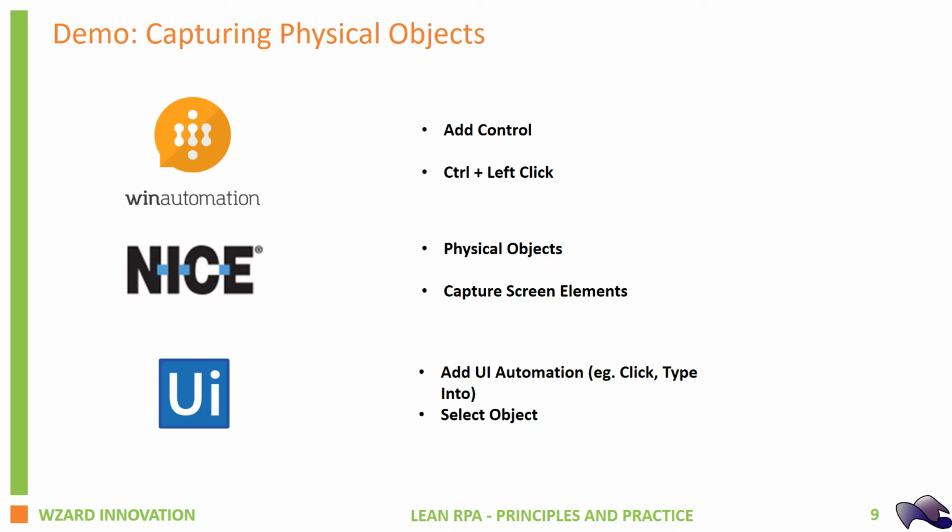And then third of all, we're going to look at UiPath. UiPath, as NICE, works both as a desktop and unattended. And UiPath perhaps provides a more integrated approach, a middle ground perhaps between the other two solutions. So it's going to be interesting to see how they address the very first step in your automation journey, which will be capturing the physical objects that you're going to be using within your application.